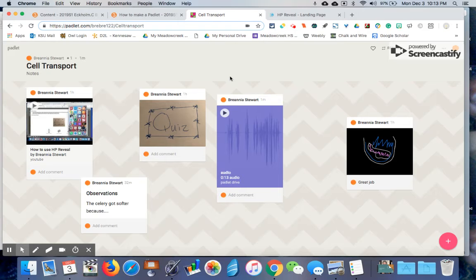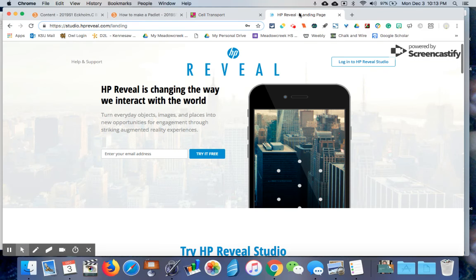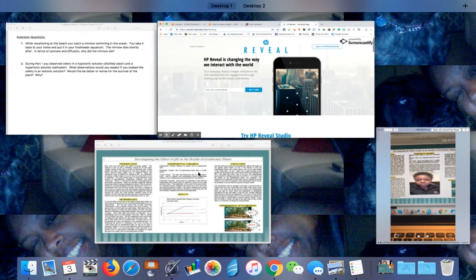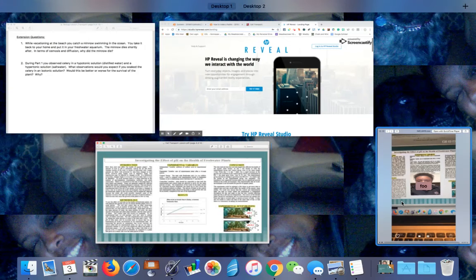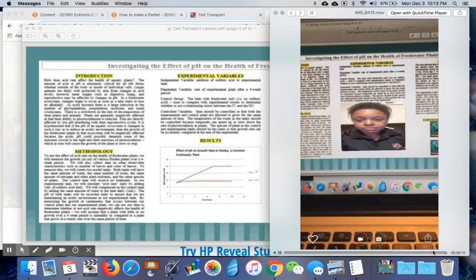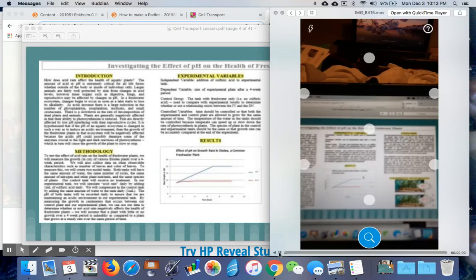They also would have created their Google quizzes, which only had to be 5 questions that had to do with the content. Once they gathered all their data and placed it in the Padlet, they were able to go to HP Reveal, create an account, and then I used the sample graph, and I showed them what it would look like for them if they did it. So I will show you what that looks like.